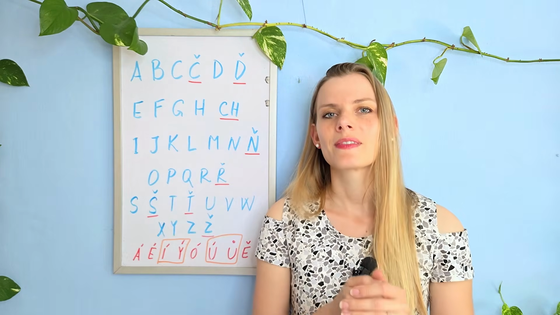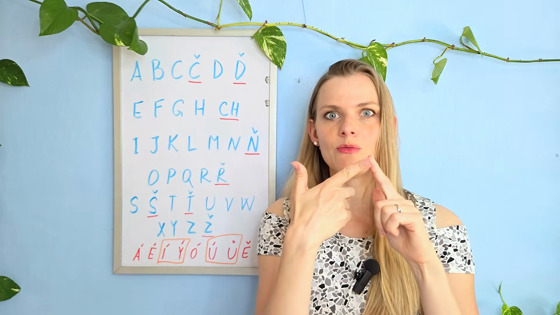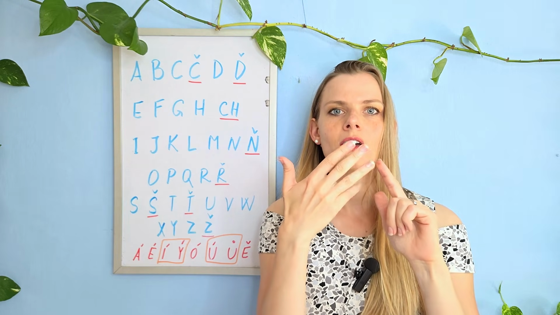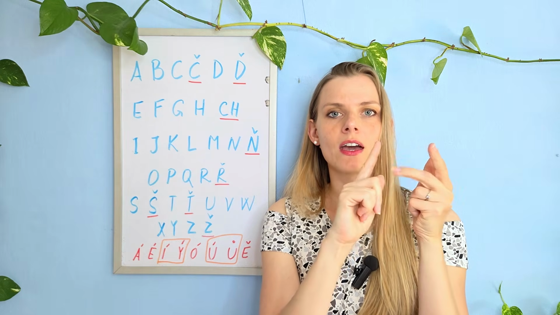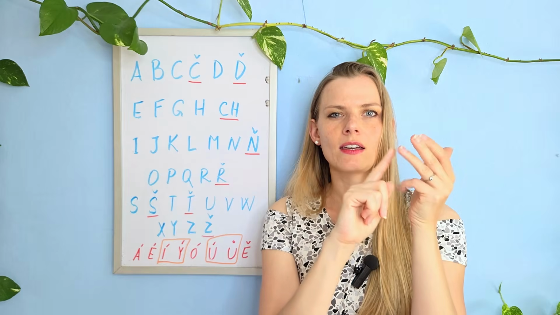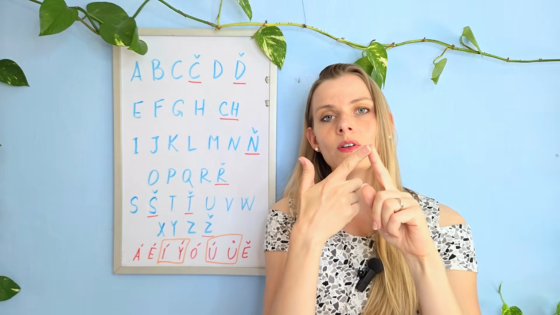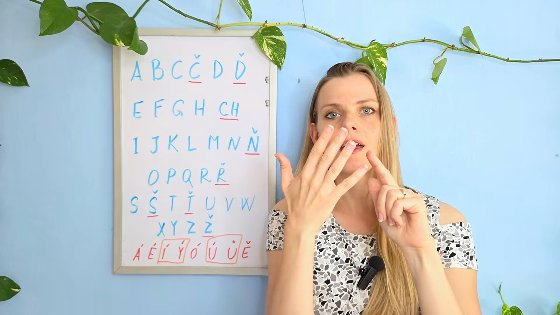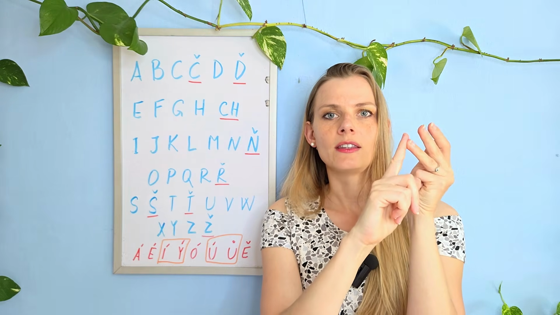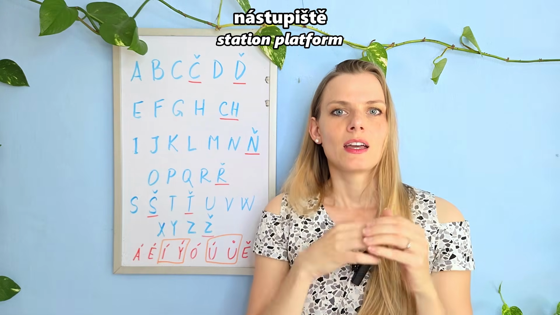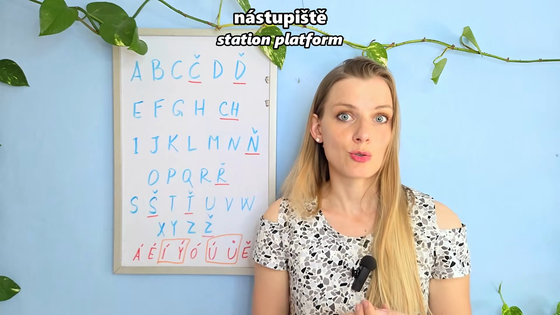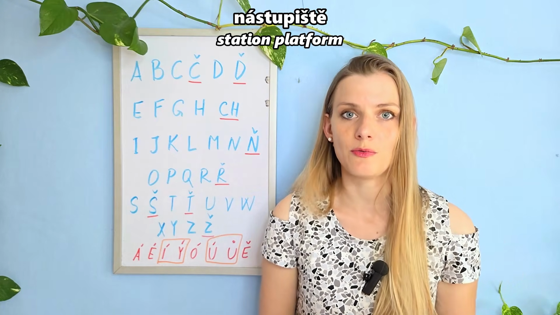Poslední. N, A s čárkou, S, T, U, P, měkké I, Š, T, E s háčkem. 10 letters. Nástupiště. Nástupiště means a platform.